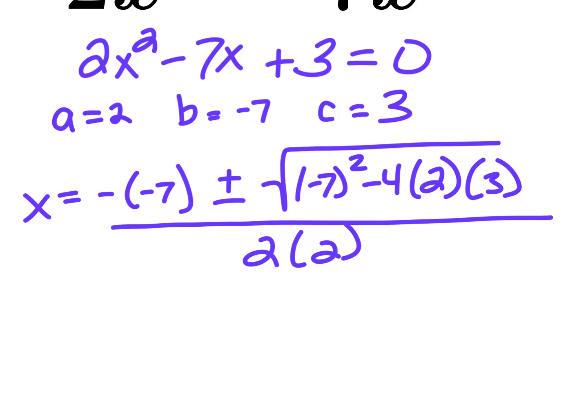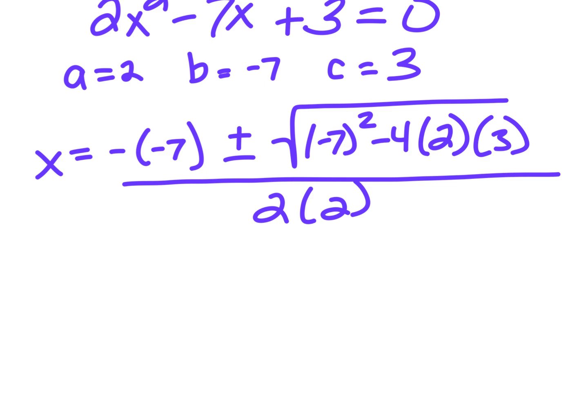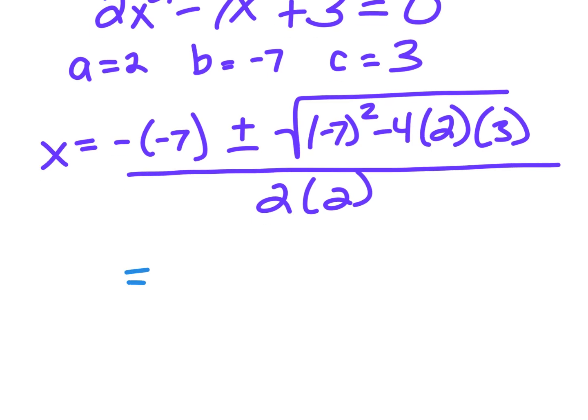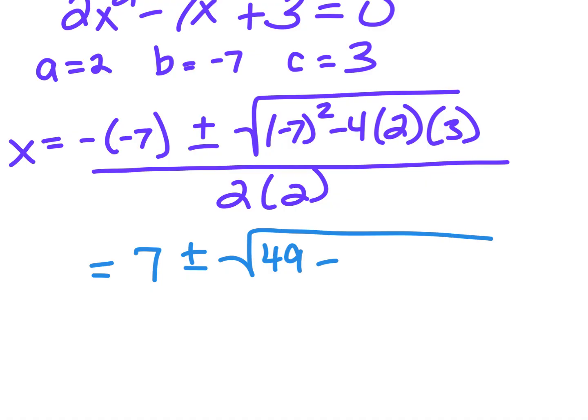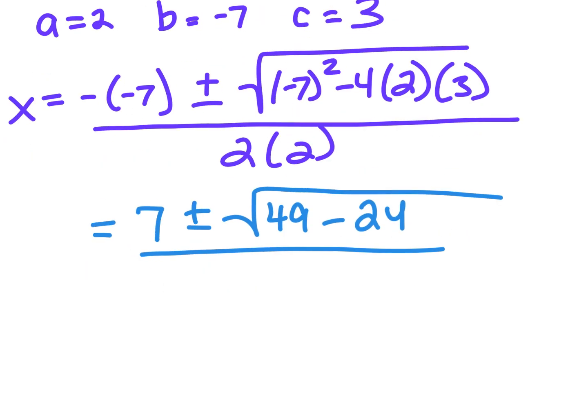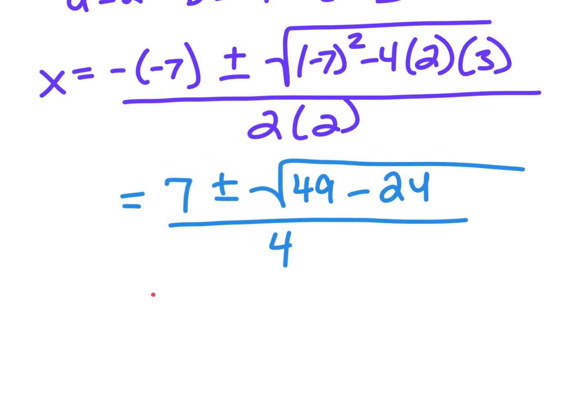Take a second to check signs. Just make sure you have everything inputted correctly. And now let's simplify. A negative gives me a what? Positive. So 7 plus or minus, big square root. What is negative 7 squared, guys? Positive 49. Good. Then I have minus. What is 4 times 2? 8 times 3. 24. Good. All over 2 times 2 is 4. Very good. All right, we're going to keep simplifying. You guys are doing great. So I have 7 plus or minus. What is 49 minus 24? 25.